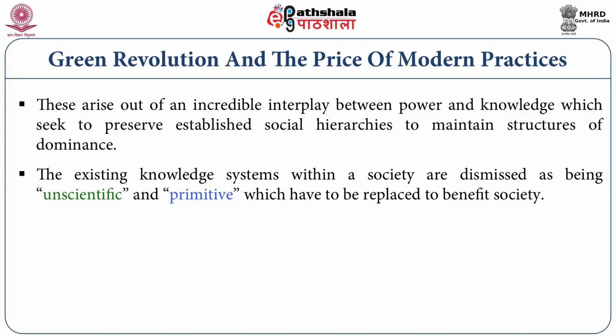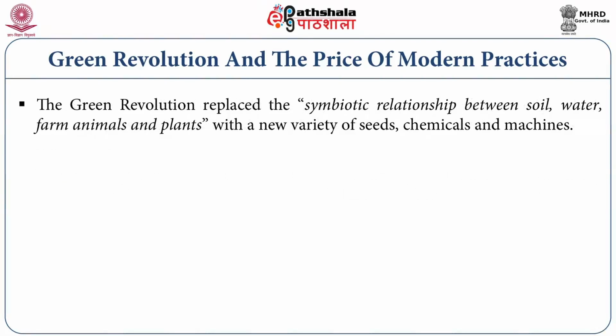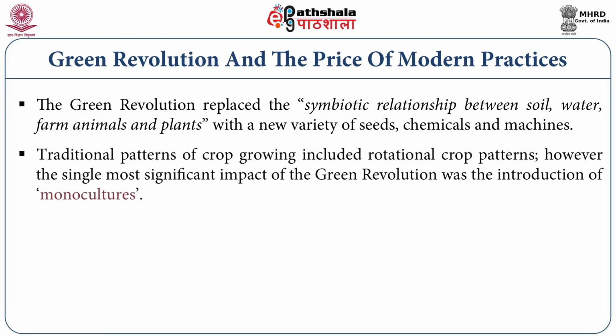Indian agricultural practices were subject to the same tones of condemnation, and the Green Revolution was therefore looked at as truly modern innovation. The Green Revolution replaced the symbiotic relationship between soil, water, farm animals and plants with a new variety of seeds, chemicals and machines. Traditional patterns of crop growing included rotational crop patterns.